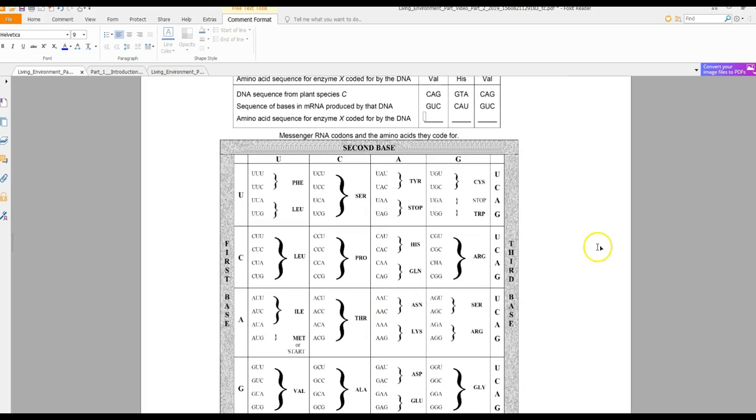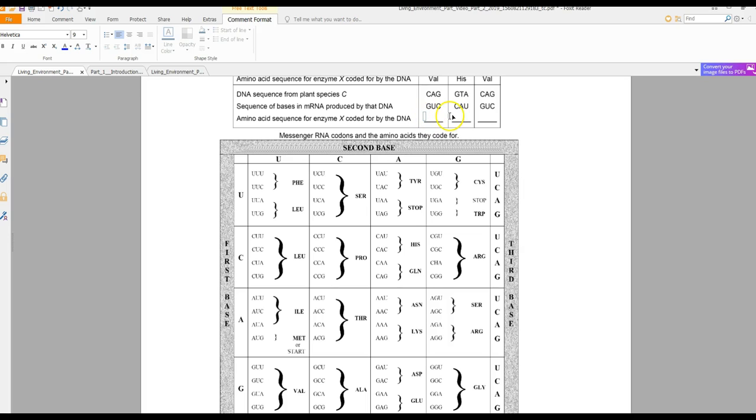Next. This one is asking for the amino acid. We need the chart. No problem. So here we have the whole chart, and it tells you step by step. Look at these nitrogenous bases: uracil, cytosine, adenine, guanine. This is the first base. You would find the second base. Then you'll find the third base. Okay. You usually could find it with the first two. So these blanks are asking for the amino acid sequence.